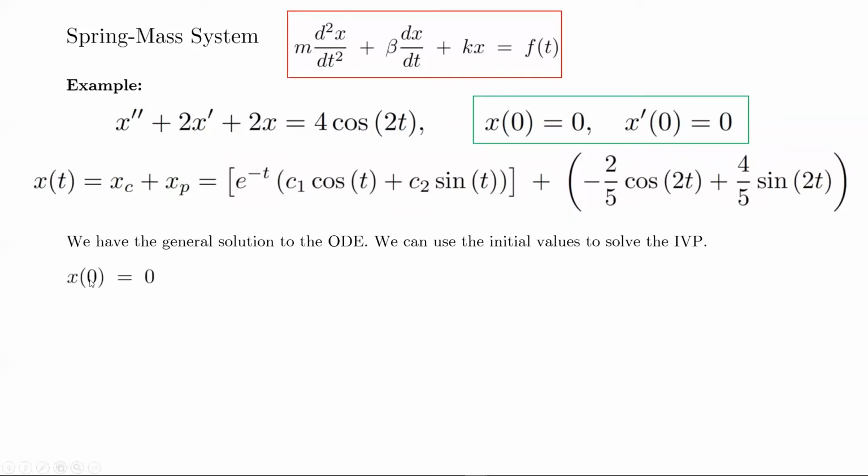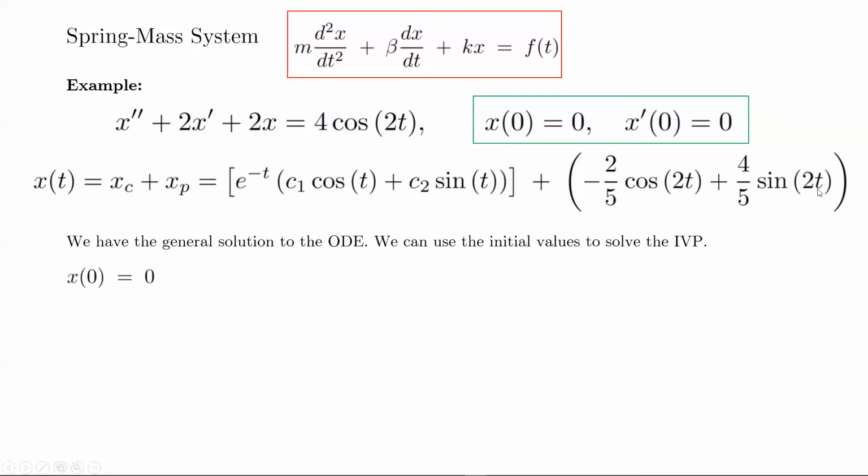We know that when t equals 0, x is equal to 0 by the first initial condition. So let's see what happens when we substitute t equals 0 in our solution. We get e to the 0, which is 1, times c1 times cosine of 0, which is 1, so we get c1. Here sine of 0 is 0, so this whole first term, the complementary solution, just reduces down to c1.